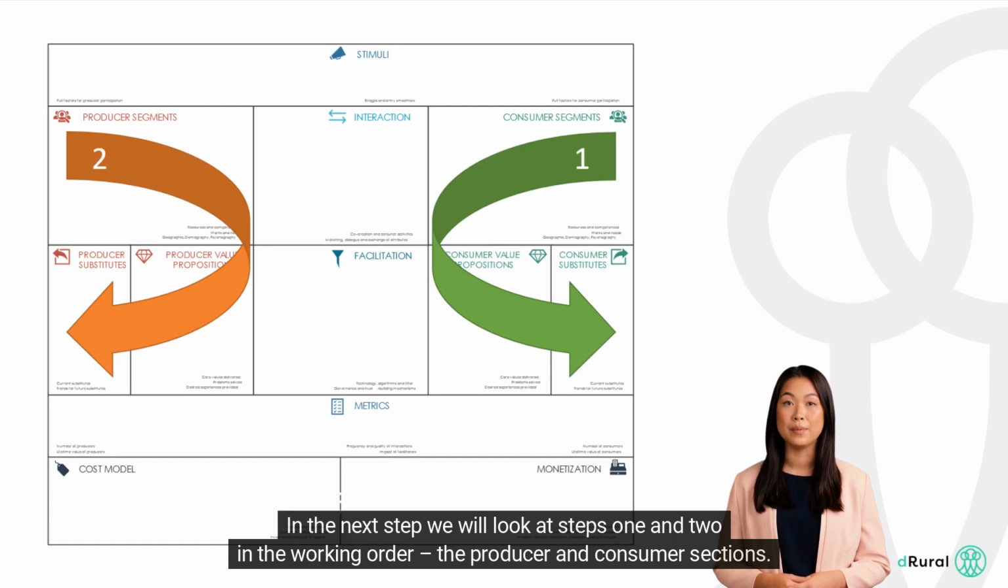In the next step, we will look at steps 1 and 2 in the working order, the producer and consumer sections.